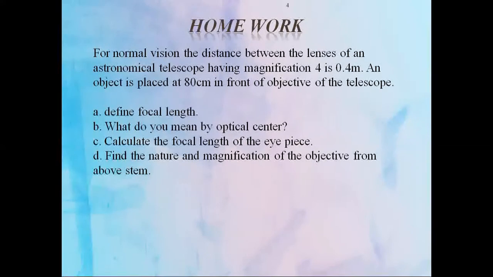And now the homework. For normal vision, the distance between the lenses of an astronomical telescope having magnification 4 is 0.4 meter. An object is placed at 80 centimeter in front of the objective of the telescope.